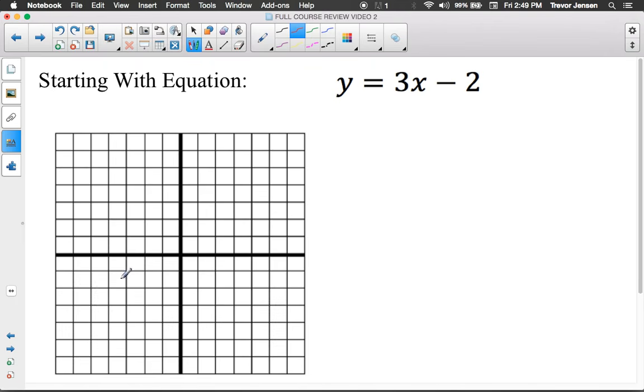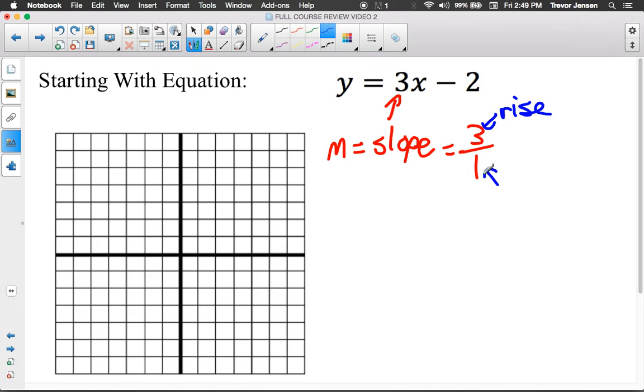What if I give you an equation, and I want you to draw the graph? Well, to be able to do that, we know 2 things from our equation here. M, graphically speaking, we call that our slope. M equals slope, which in this case is 3, and any whole number is over 1. And we're talking about slope. Remember, the top is our change in y. I'm going to call that rise. And the bottom is our change in x. We call that run.